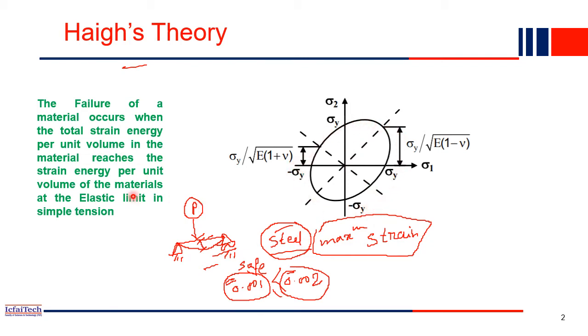Basically, in this theory, we have to compute the strain energy done by the external load, and then we have to compute the maximum strain energy the beam can take. If this beam is made of steel, then steel can take some maximum amount of strain energy. If the work done because of the applied load, or the strain energy because of the applied load, is more than the capacity of the material, then our structure or the material will fail. That is this theory.